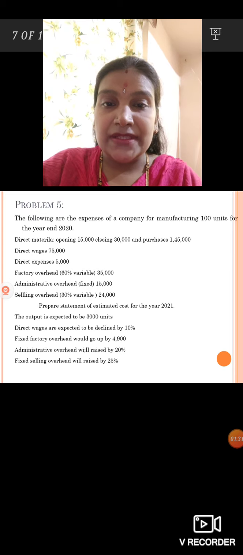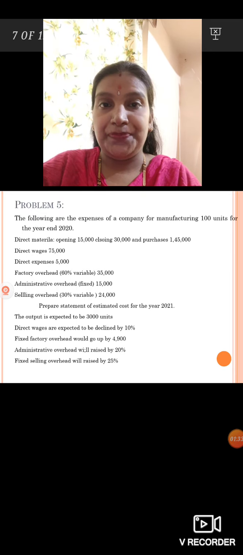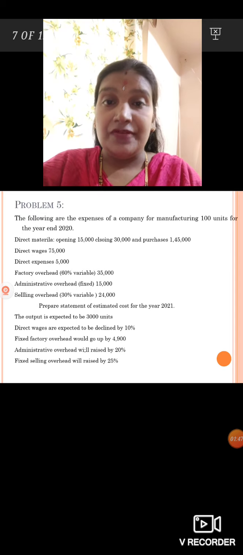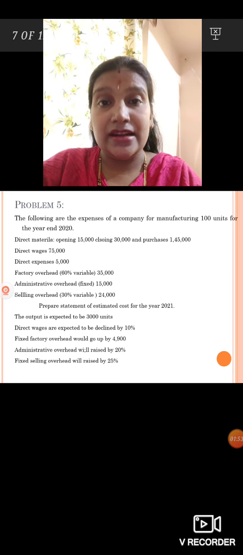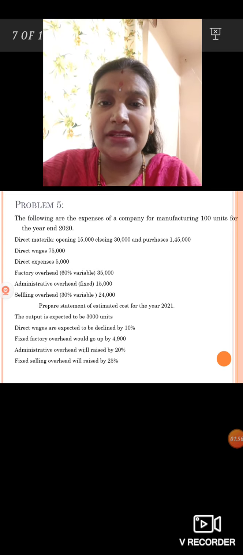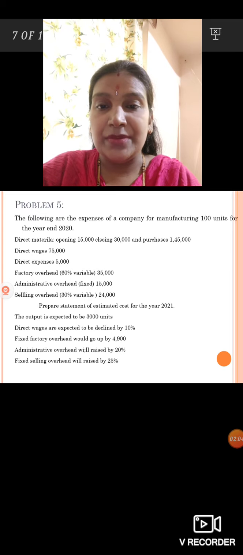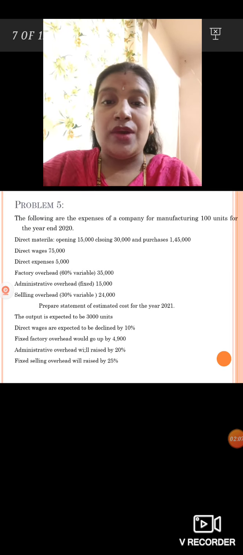Direct wages are expected to decline by 10%, means reduce. You have to reduce direct wages by 10%. Then the fixed factory overhead, not the common factory overhead here, because we have a difference in overhead, right? 60% variable and 40% fixed we have. So fixed overhead has gone up by 4,900 rupees, means increase. Then administration overhead will be raised by 20%, means increase. Administration overhead has increased by 20%.